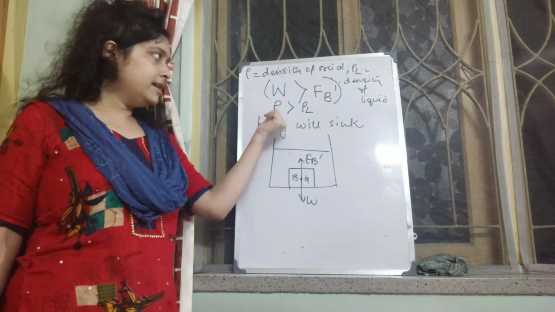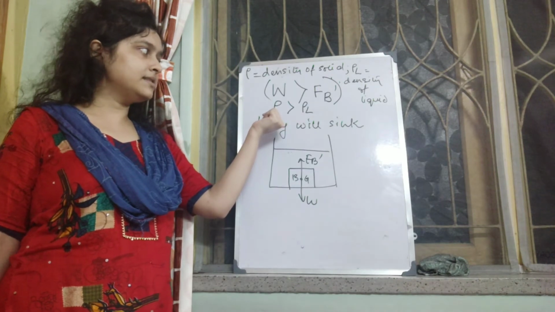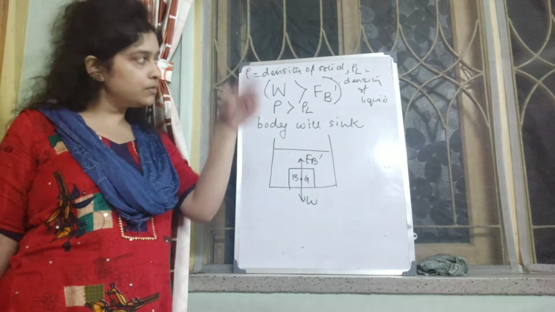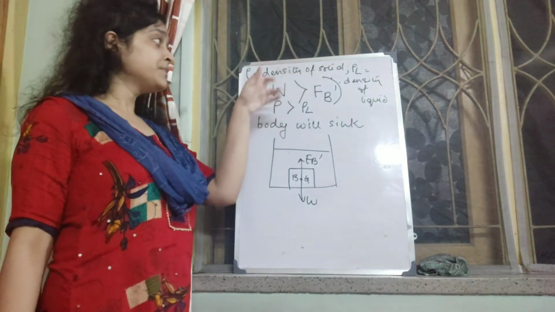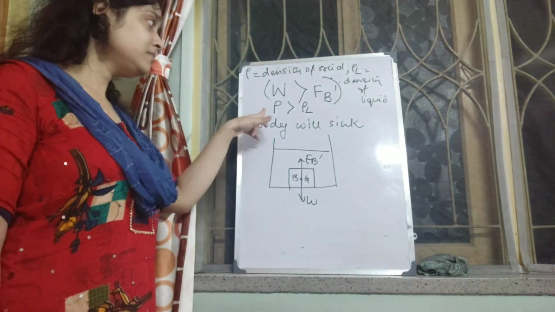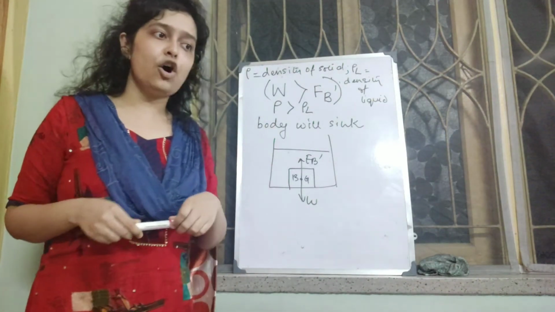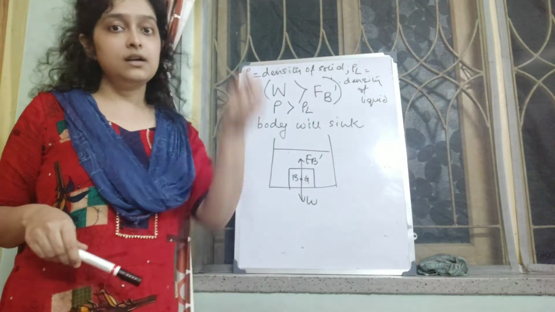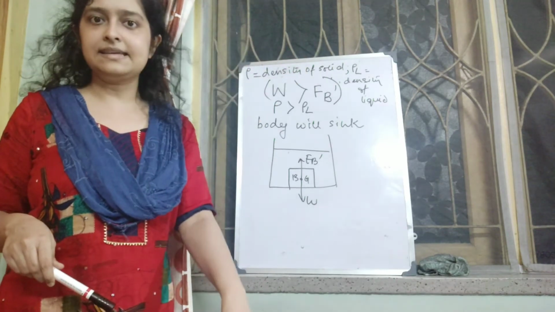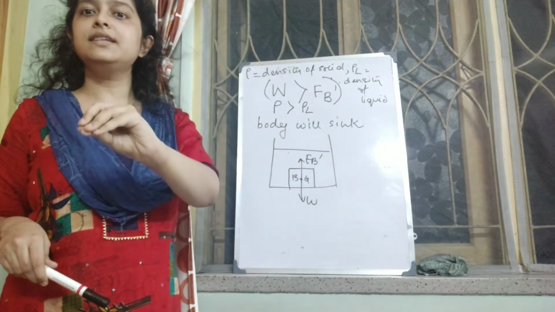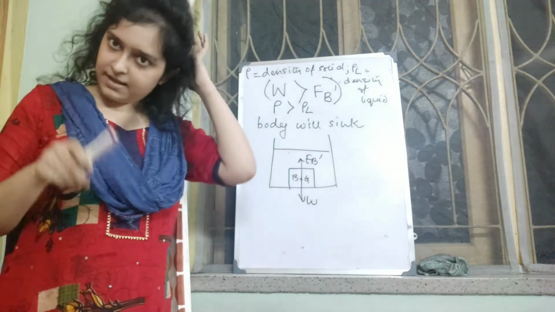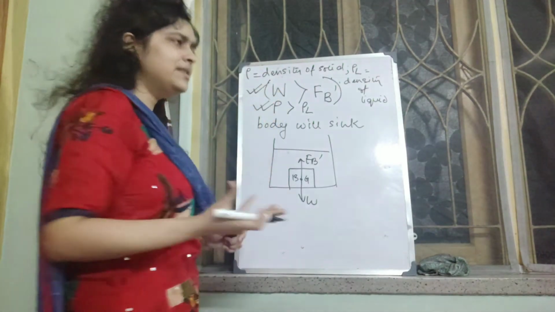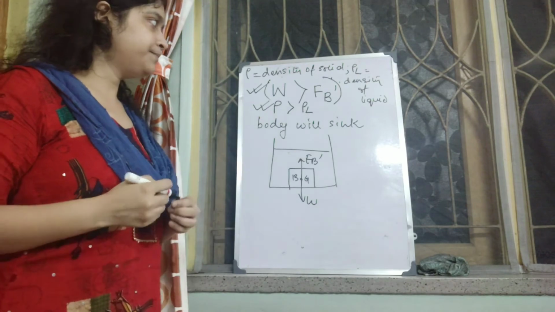Obviously, if the density is more, that means rho is more. So mass is equal to volume into density, so mass, and that means weight, will ultimately become more. That is why an object sinks in a liquid if the density of the object you are immersing is greater than the density of the liquid in which you are immersing it. That's why it will sink. Either this or the same thing. This follows for this.